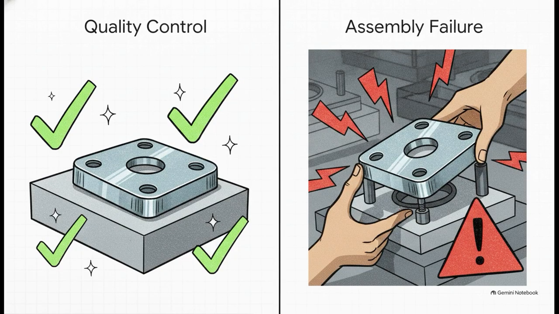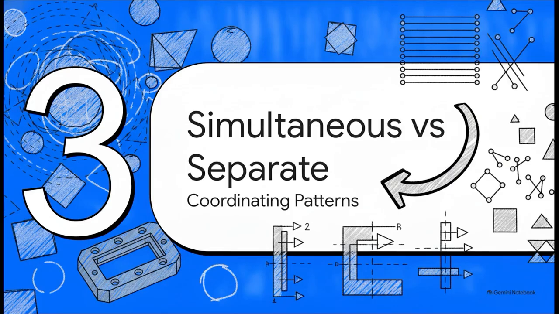And if you get this next concept backward, oh man, you are setting yourself up for a world of pain. You can easily pass 100% of your parts in the quality lab. The CMM glows green, all the tolerance zones check out perfectly, but when those parts actually hit the factory floor, they are completely impossible to assemble. So why exactly does this happen? That brings us to Section 3, Simultaneous versus Separate Requirements, which is all about coordinating interacting patterns.